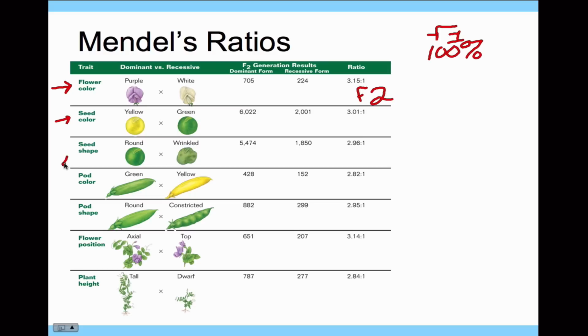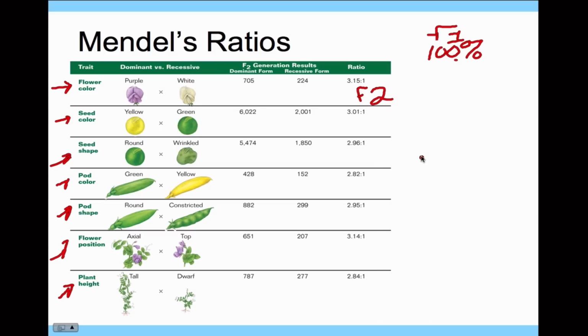He did this with seed shape. He crossed round with wrinkled. The first generation, he had 100% round. The second generation, he had a 3-to-1 ratio, round to wrinkled. He did this with pod color, pod shape, flower position, and plant height. And he basically got the same result every time.